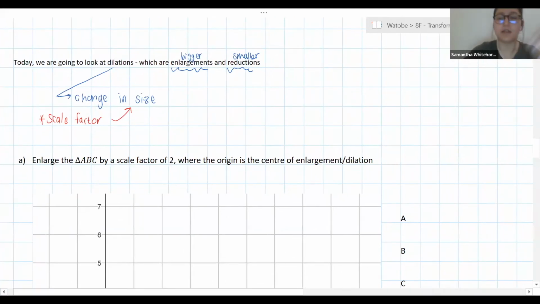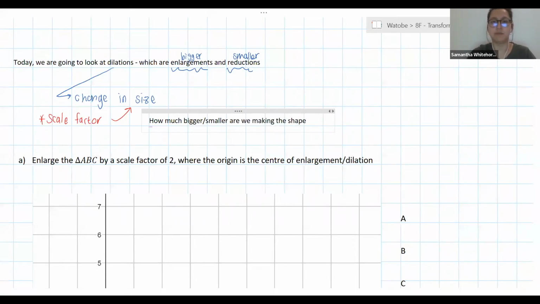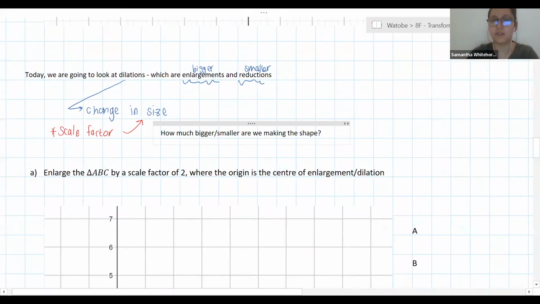So let's maybe put that in there, because clearly my writing today is a bit dodgy. How much bigger or smaller are we making the shape? That is what a scale factor is.